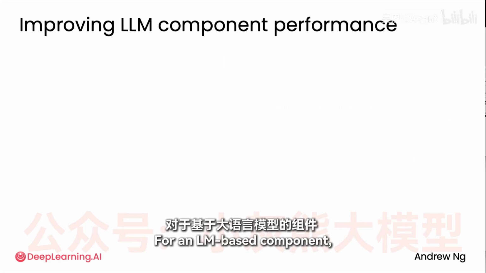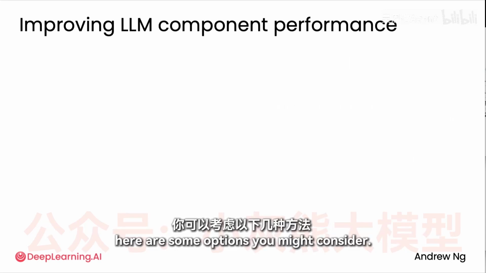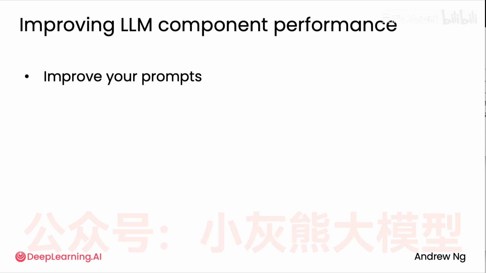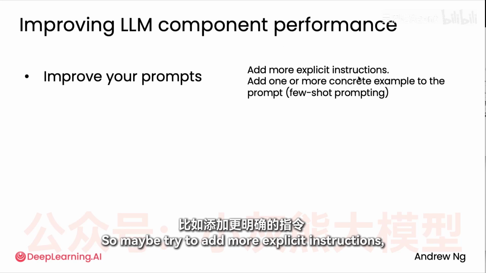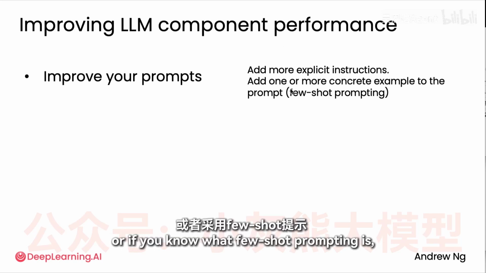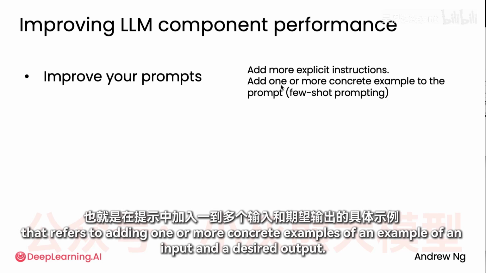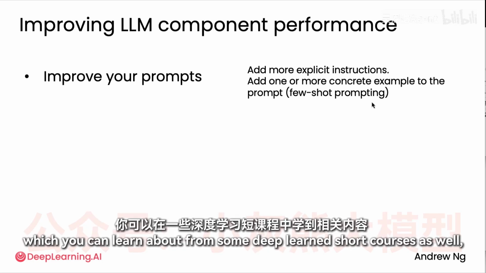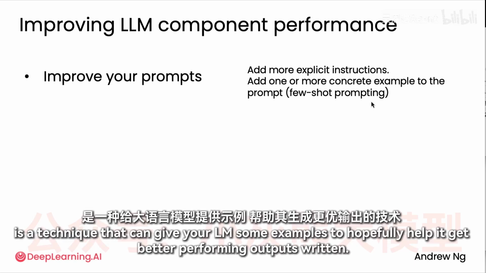For an LLM-based component, here are some options you might consider. One would be to try to improve your prompts. So maybe try to add more explicit instructions. Or if you know what few-shot prompting is, that refers to adding one or more concrete examples of an input and a desired output. And so few-shot prompting, which you can learn about from some DeepLearning.AI short courses as well, is a technique that can give your LLM some examples to hopefully help it get better performing outputs.